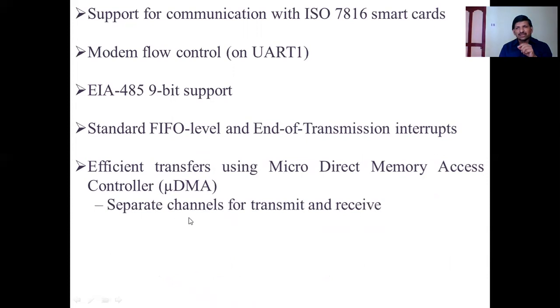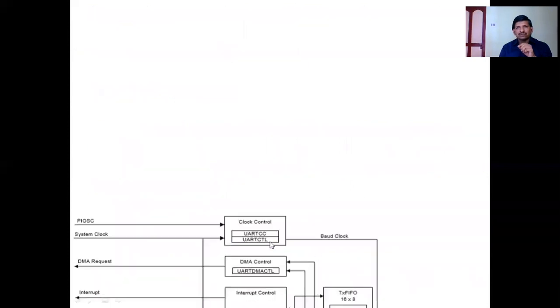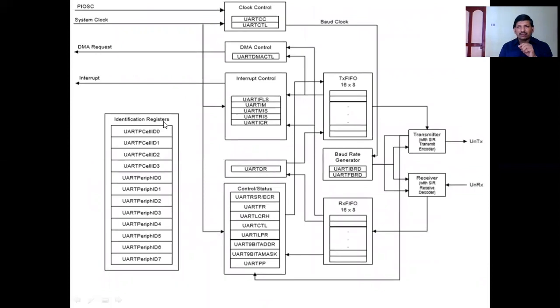It contains separate channels for transmitting the data and receiving the data. Receive signal request is asserted when data is in the first in first out. Burst request is asserted at the programmed FIFO level. So this is the block diagram of the TM4C123GH6PM microcontroller UART module.